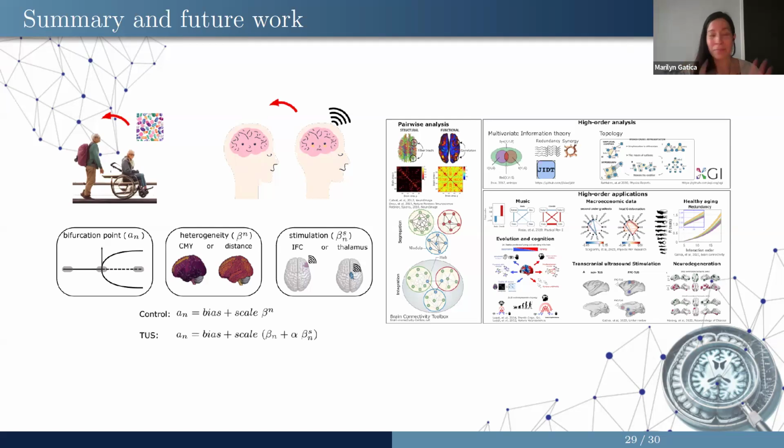Yeah. I think my mistake here is I didn't put this slide before, but just to mention, you are asking here about the bifurcation point.